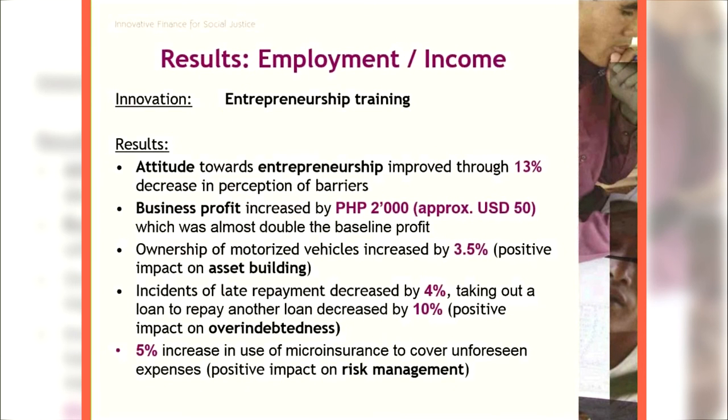I wanted to show you also a few results, so that you see that looking at social issues and addressing them in rural areas can work to the benefit of the client and also the institution, because most of these examples are also a business case for the institution. For example, for employment income, we had one innovation on entrepreneurship training, and we did see that the attitude towards entrepreneurship improved by 13%. So that was quite nice.